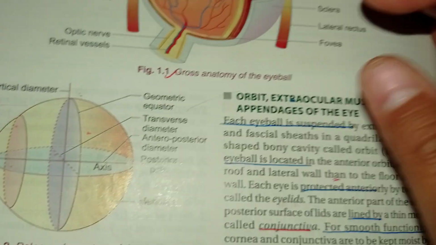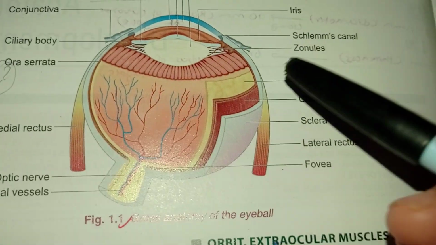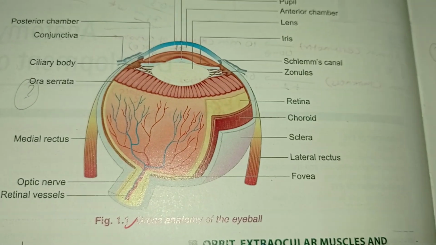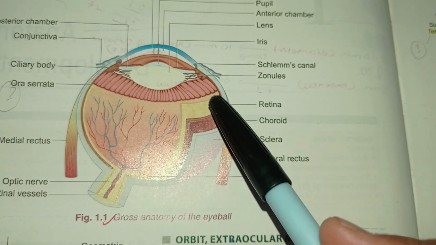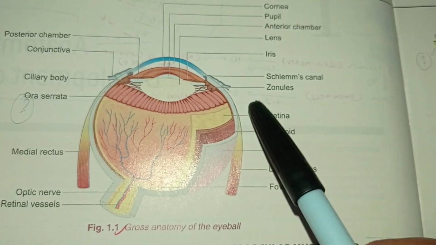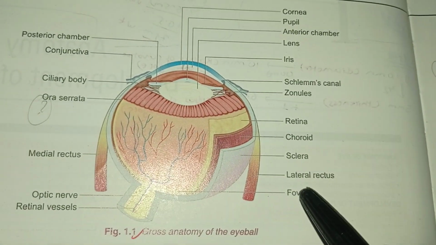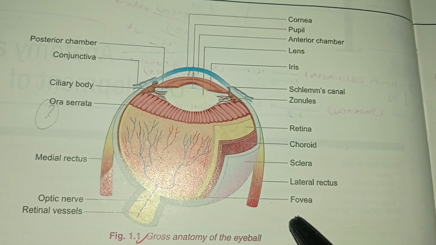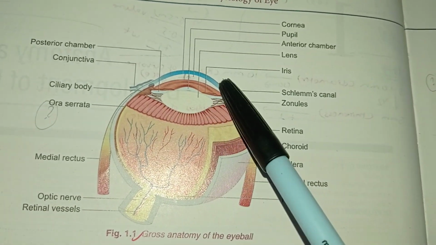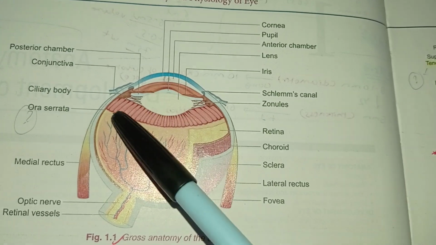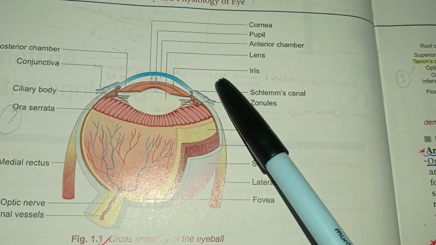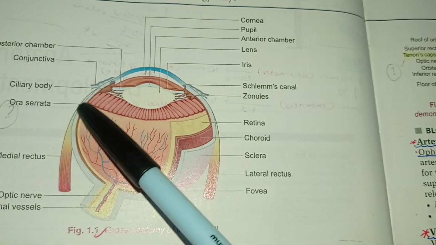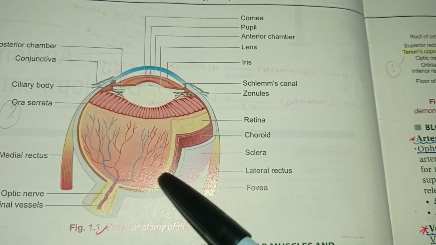Okay, so let us talk about its coats now. We have three coats: the fibrous coat, the vascular coat, and the nervous coat. At first, let us talk about the fibrous coat. In the fibrous coat, we have the anterior 1/6 and the posterior 5/6. The anterior 1/6 is transparent, while the posterior 5/6 is opaque.